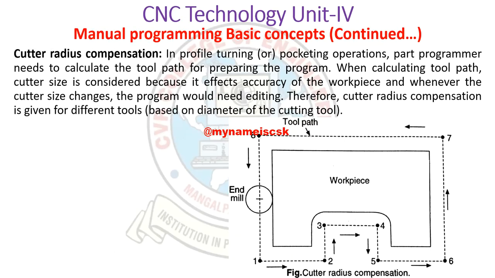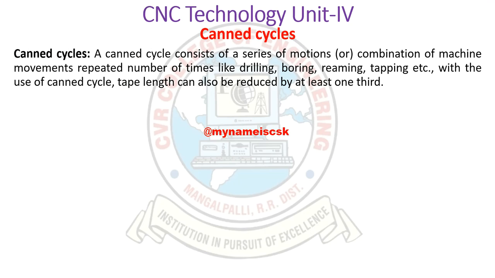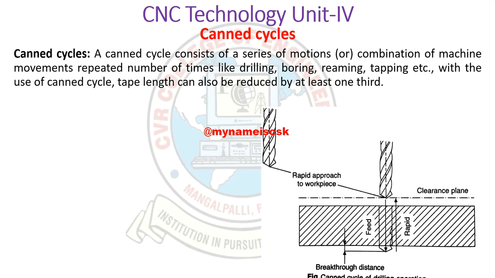Next comes the canned cycle. Whenever there is repeated work, instead of writing it out each time, we can perform the different operations in a single line and create a loop. We can give combinations like drilling, boring, reaming, tapping, etc. at a time. So this is the canned cycle of a drilling operation.